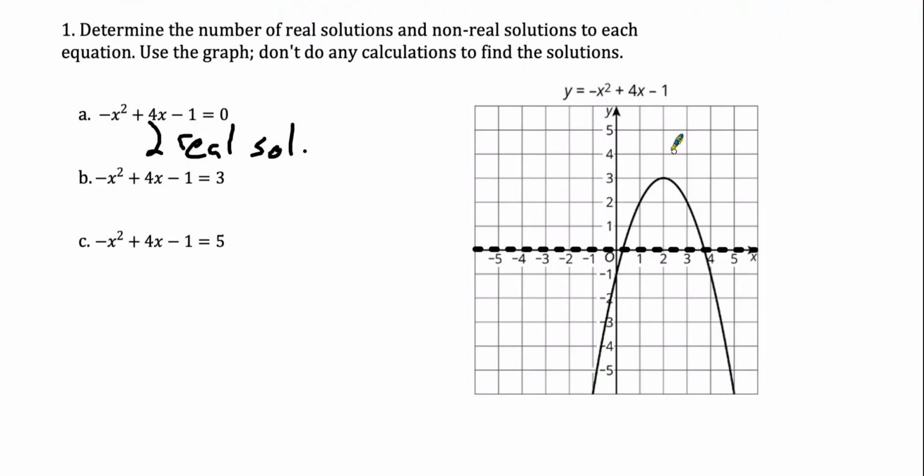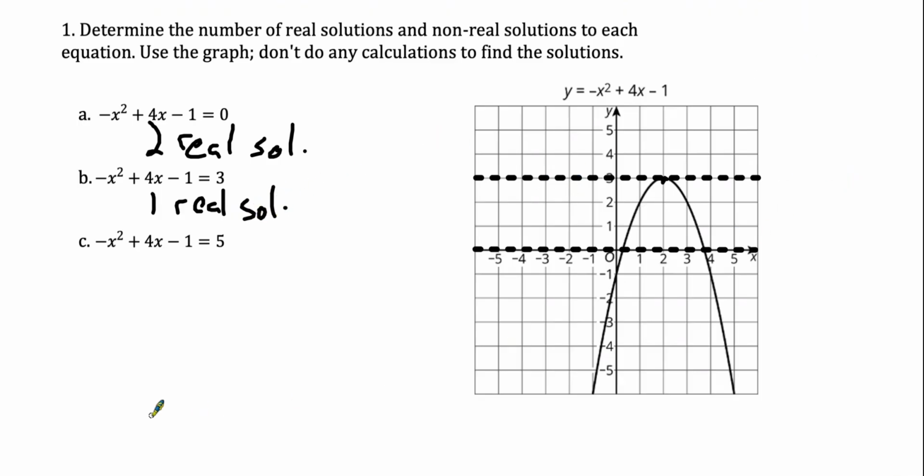If I do the same thing for a y value of 3, again, just drawing a horizontal line here at 3, I see that I just hit 1 time right here. All right, so that means that this equation has 1 real solution.